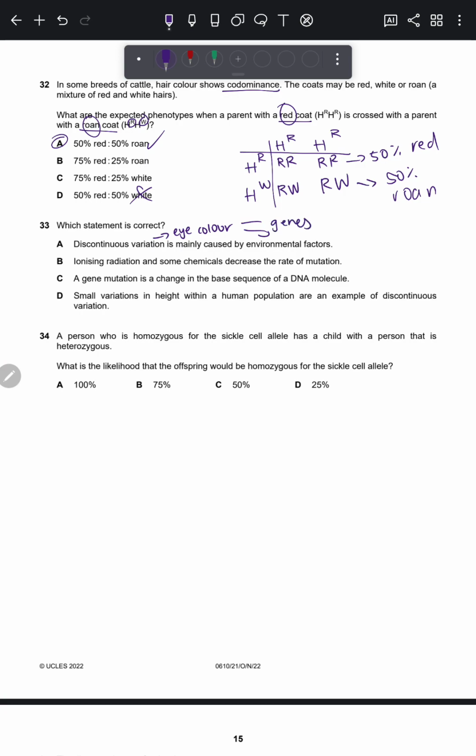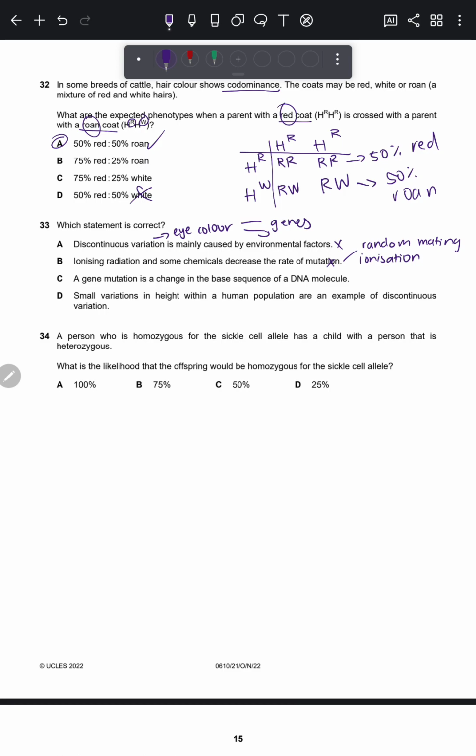Ionizing radiation, some chemicals decrease the rate of mutation. Well, no, because mutation is caused by random mating, ionization by meiosis, by random fertilization, and things like that. So it can't be this, can't be B, can't be A.